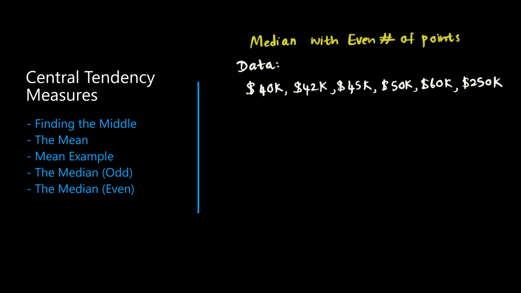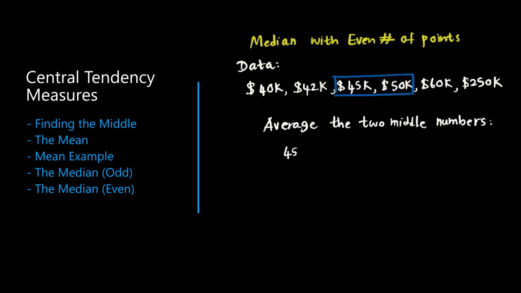60,000, and 250,000. There is no single middle number. So we take the two middle numbers, 45,000 and 50,000, add them together, and divide by 2. The median is now 47,500.